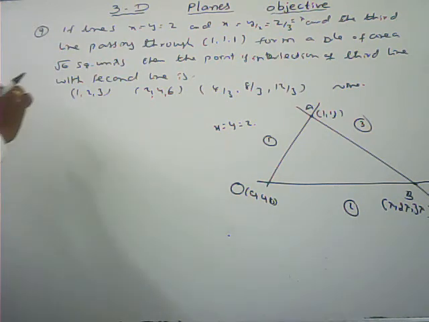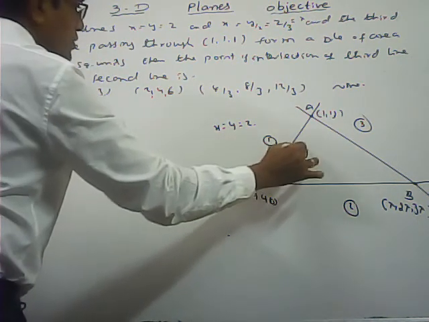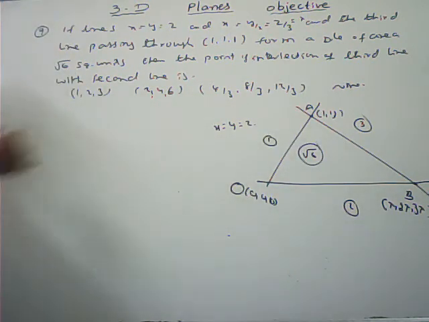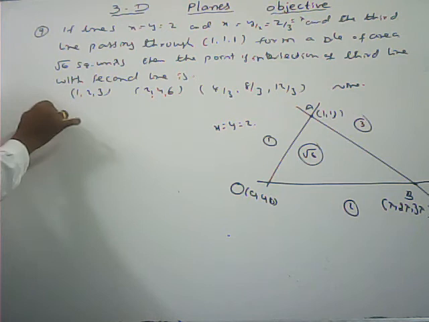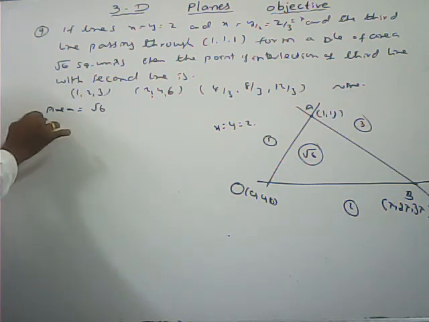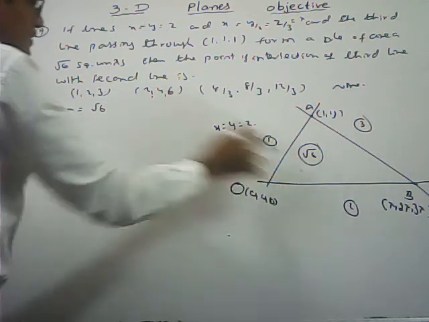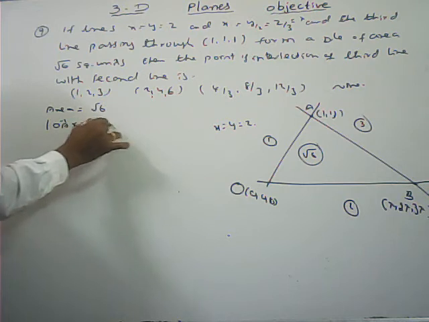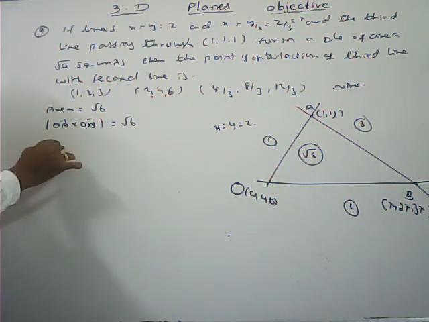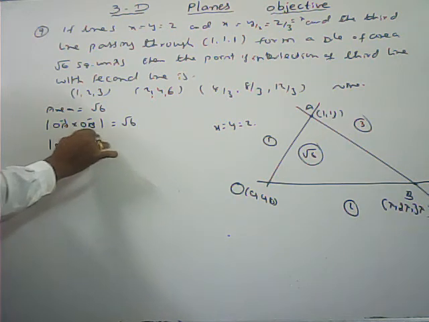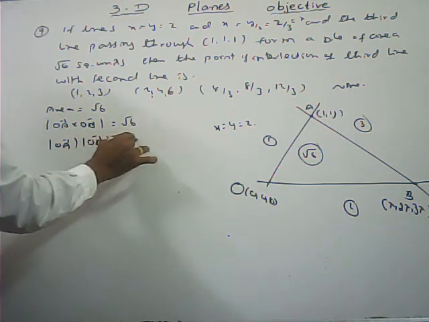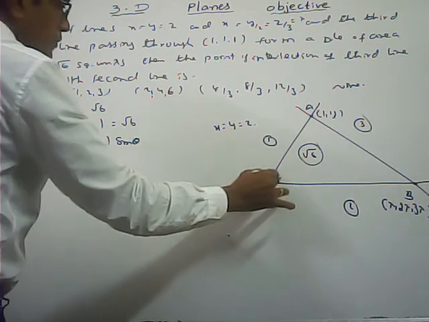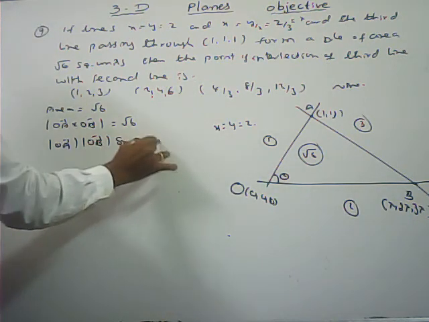Now that is completed. The area of the triangle, root 6, is given. Area of this triangle is root 6 square units. What about the area of the triangle? Area is equal to root 6. The modulus of these two are the adjacent sides. OA bar cross OB bar is equal to root 6. Modulus of OA bar, modulus of OB bar, sine of the angle between the two, I am taking that angle as theta. Sine theta is equal to root 6.